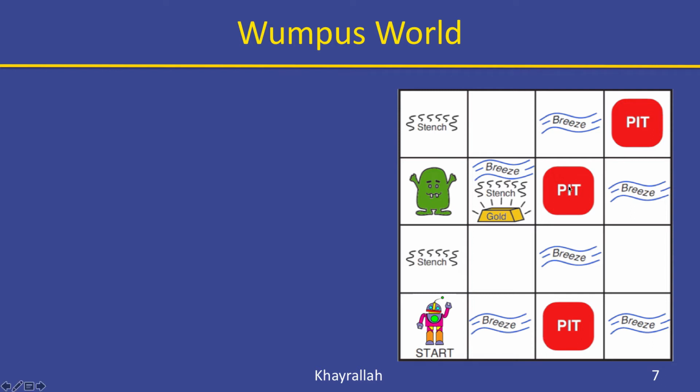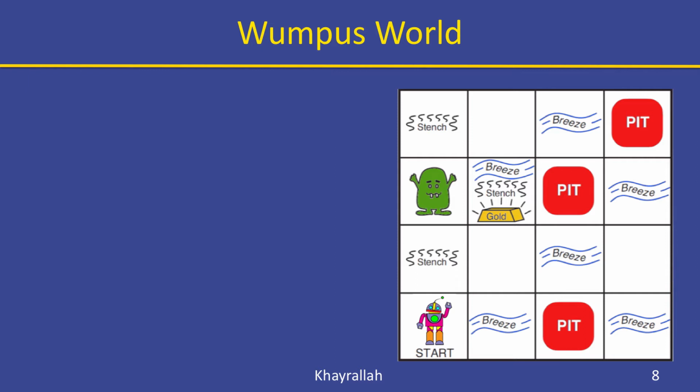Some rooms contain a pit, a bottomless pit. Anybody who enters a room with a pit is lost forever. And finally, there's some gold somewhere in the cave. And of course, our agent wants to get that gold. So, what is our knowledge base here? What is it we know about this Wumpus world?